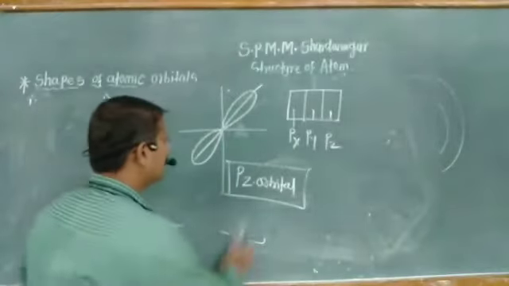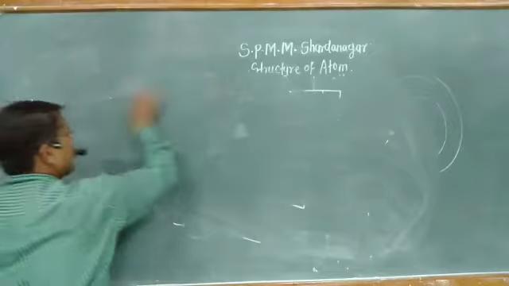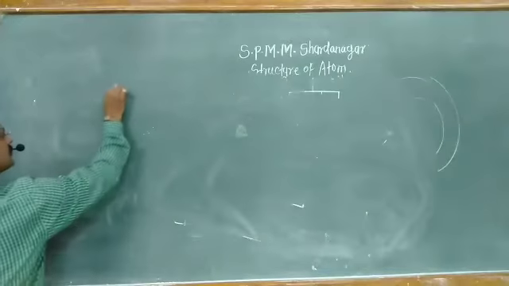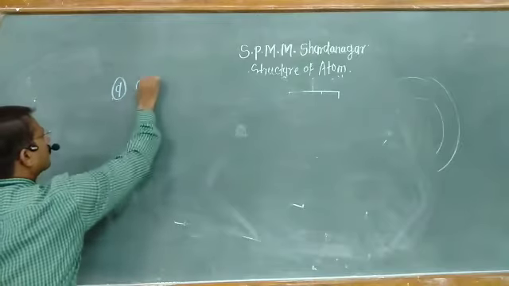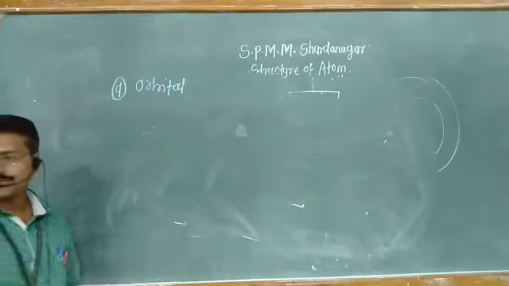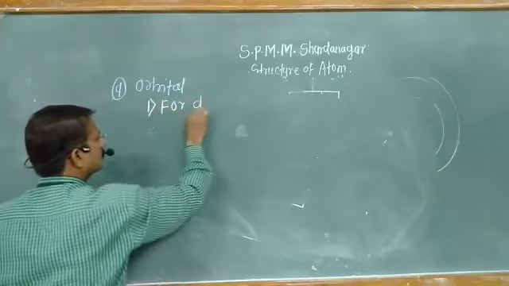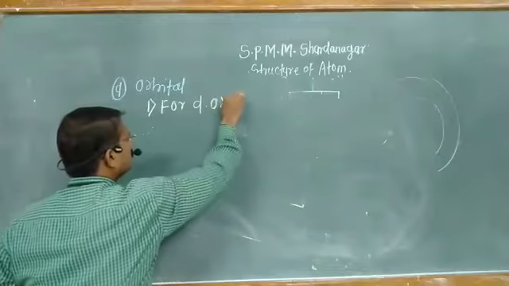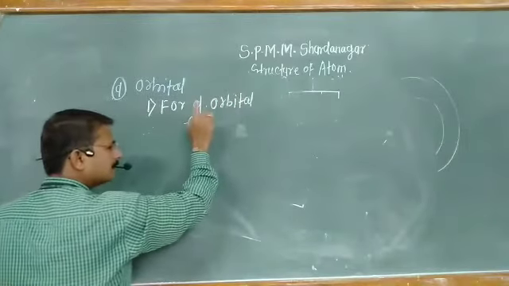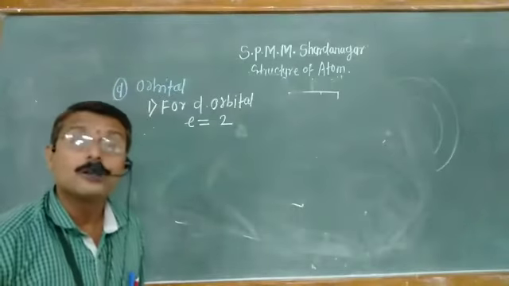Then after all, we are discussing the last orbital, that is the d orbital. Just see that. Then note the d orbital. We proceed to the next orbital, the d orbital. In that we are discussing the first point: for the d orbital, the value of the azimuthal quantum number L is equal to 2.